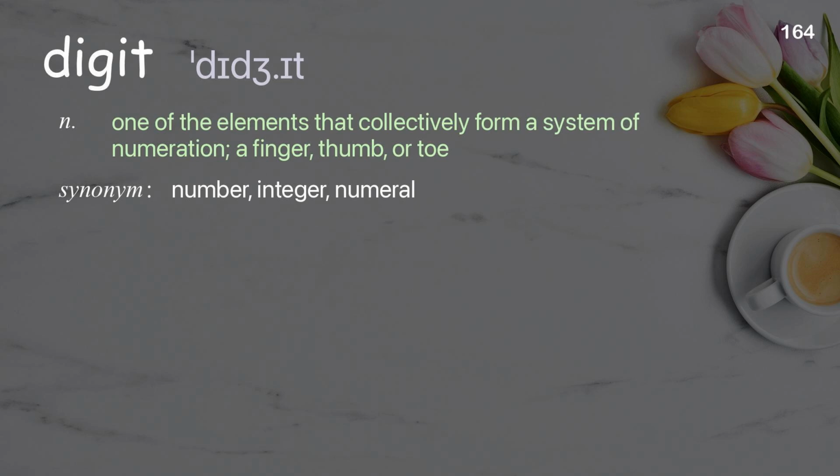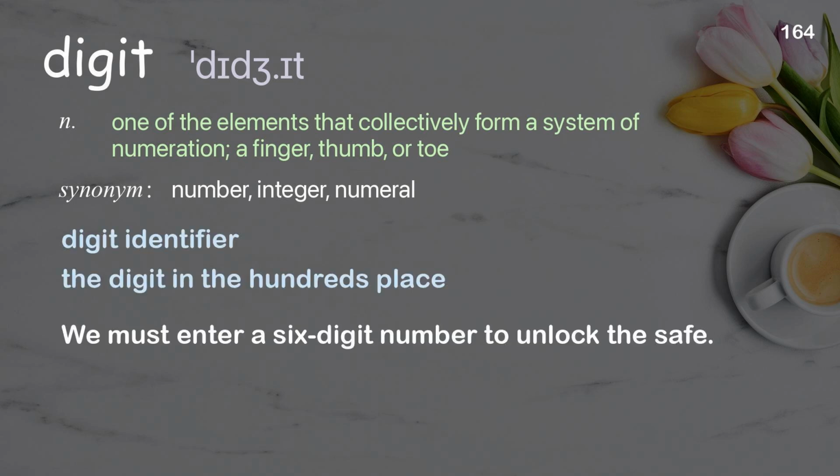Digit. One of the elements that collectively form a system of numeration, a finger, thumb, or toe. Examples: digit identifier. The digit in the hundreds place. We must enter a 6-digit number to unlock the safe.